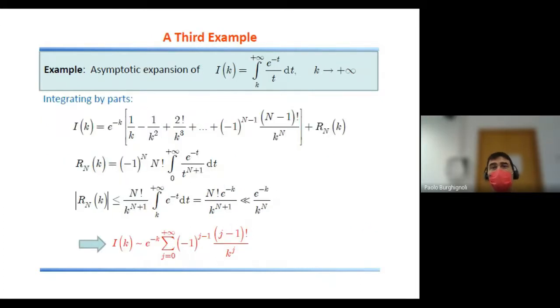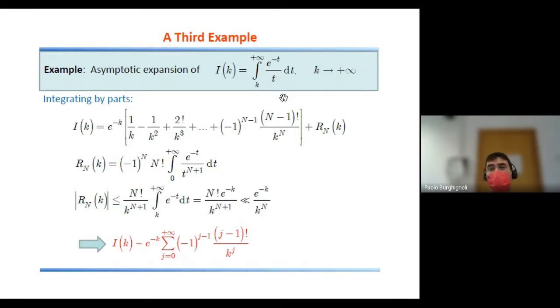A third example: the asymptotic expansion of the function I of k, where now k is the lower integration limit, and the integrand is just e to the minus t divided by t. Note that now this denominator would cause a problem in the origin if we try to integrate in the neighborhood of the origin. However, now the lower integration limit is k, and k goes to infinity, so we don't need to deal with the origin at all. So within the integration range, the function is regular and integrable at infinity because of the exponential.